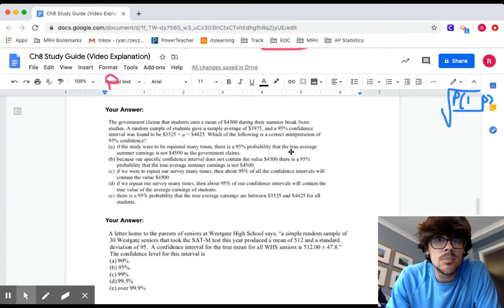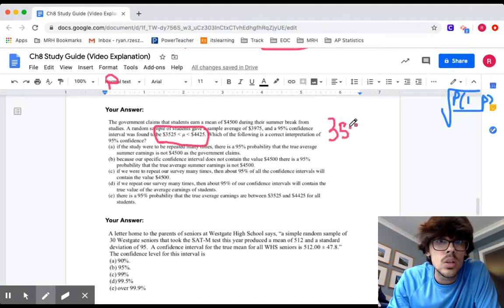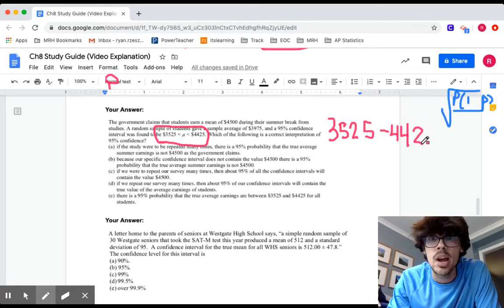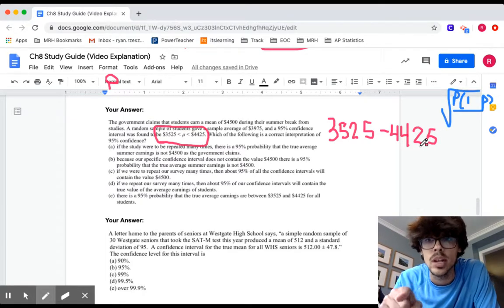Our next problem right here is looking at a confidence interval. And incidentally, they wrote their interval as an inequality here, which is totally fine. What they got for their answer was from 3525 to 4425. Never write your interval with a little subtraction sign like this, like a dash. That's bad notation on the AP test because it's ambiguous whether you mean subtraction. So if you're ever reporting an interval, don't do what I just did right here.